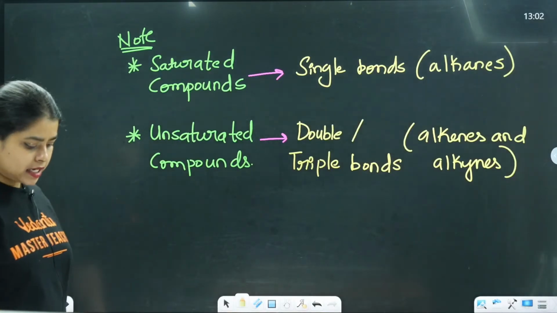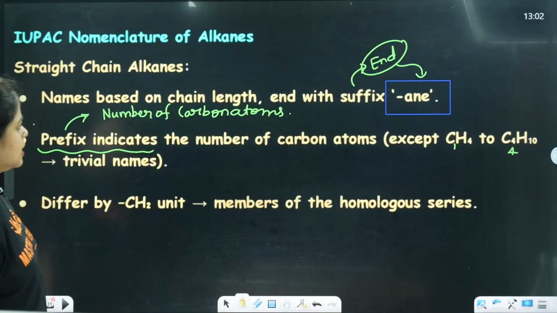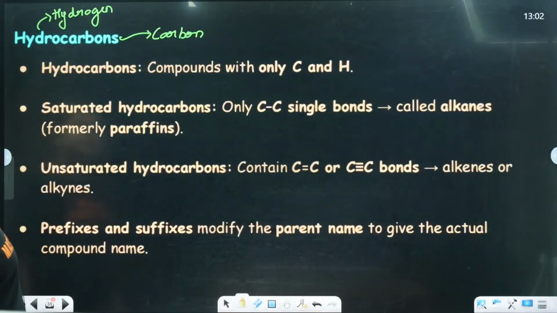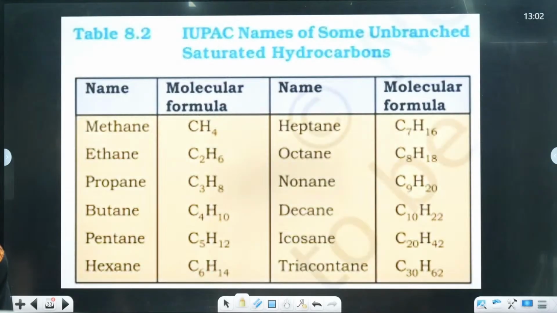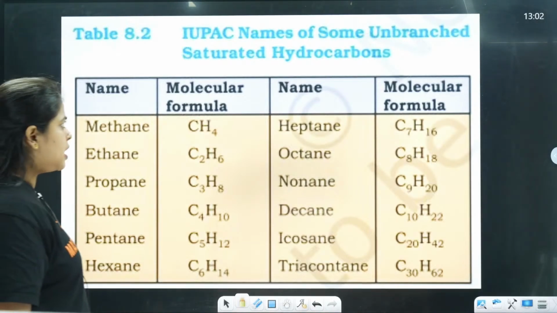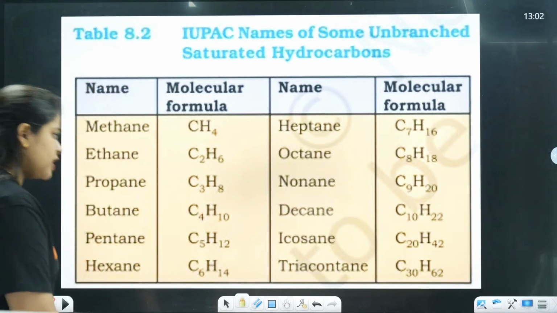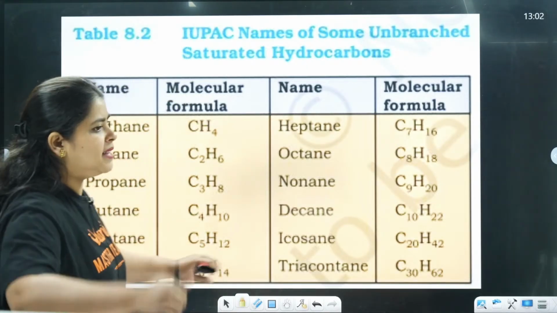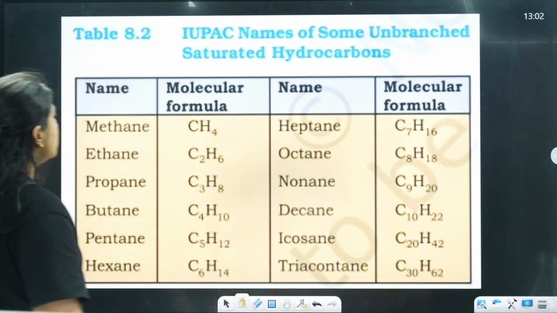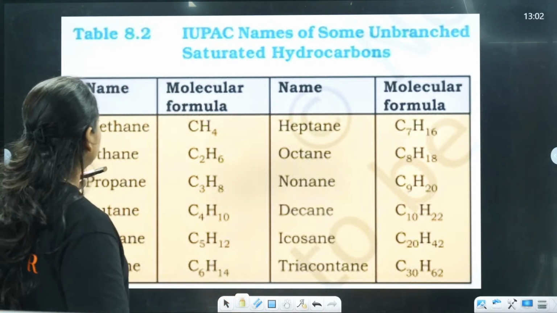Understood? Clear? Crystal clear? Yes. Let's move to the next part now, that is table 8.2, IUPAC names of some unbranched saturated compounds. It means it is not having any branches. These are all saturated, meaning single bonds. Let's just take the first one, methane.